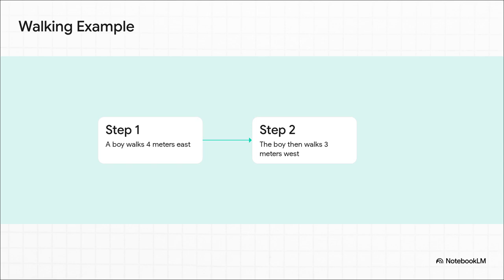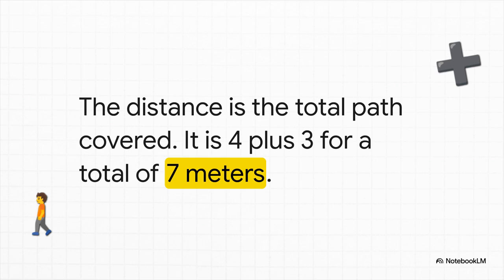Let's lock this concept in with a specific scenario, almost like a puzzle to solve. Step 1, a boy walks 4 meters east. Step 2, he turns around and walks 3 meters west. Keep that mental image really clear in your head. 4 steps forward, 3 steps back. Okay, so if we want to find the distance, we look at the total path covered. It's just simple addition. 4 plus 3 equals 7 meters. Every single step counts, totally regardless of the direction he was walking. The total physical effort expended was 7 meters worth of walking.